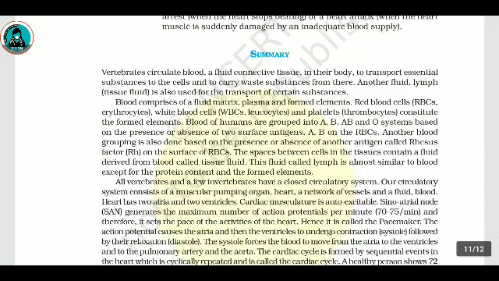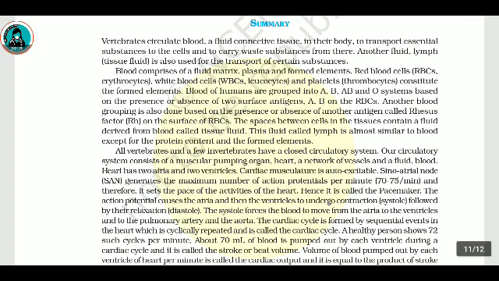Summary: Vertebrates circulate blood, a fluid connective tissue, in their body to transport essential substances to the cells and to carry waste substances from there. Another fluid, lymph or tissue fluid, is used for the transport of certain substances. Blood comprises a fluid matrix, plasma, and formed elements. Red blood cells (RBCs, erythrocytes), white blood cells (WBCs, leukocytes), and platelets (thrombocytes) constitute the formed elements.